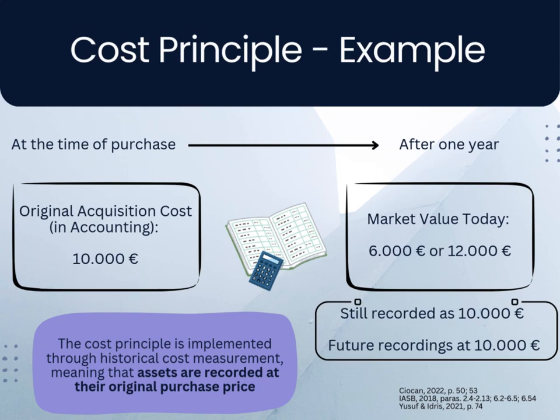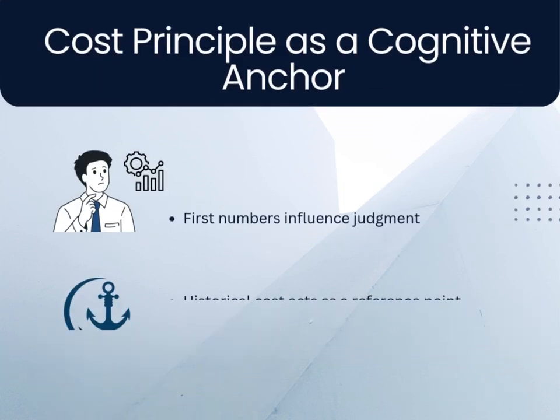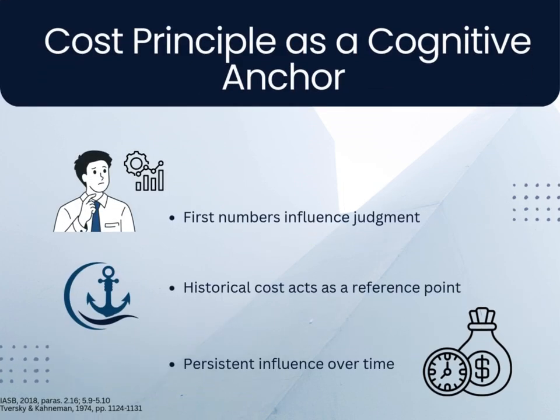For understanding it better, let's have a look at an example. This example shows how an asset purchase for 10,000 euros remains recorded at that amount even if its market value changes over time. Although it improves consistency, users often focus on the original cost, even when it no longer reflects the current economic value. Despite changing economic reality, the original value remains cognitively present, which means the original value stays in our mind. Let's check the cost principle as a cognitive anchor.